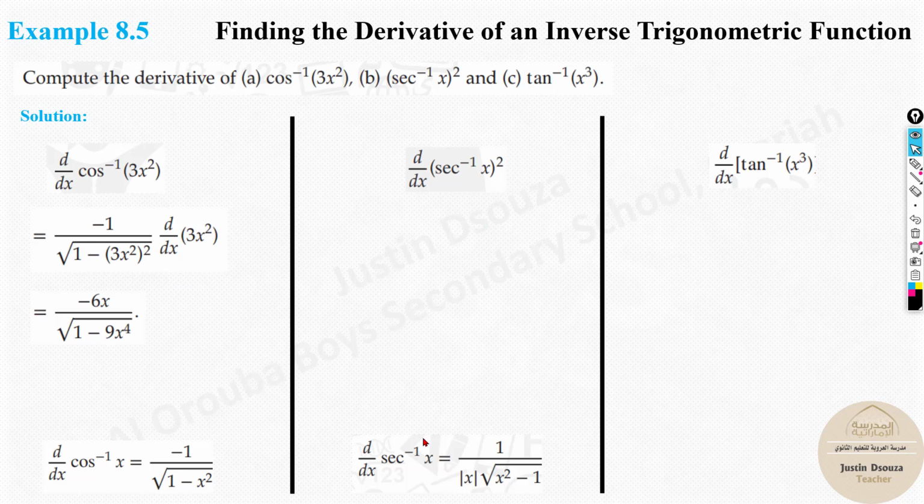Same thing you need to follow over here. Very straightforward problems. You have 1 by magnitude of x square root of x square minus 1. What you do over here is same thing. Okay, they have just told derive both of them separately. Oh, now, sorry, I forgot. Okay, I didn't focus here.